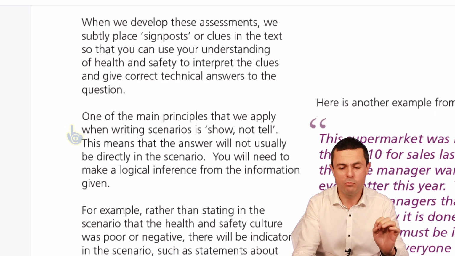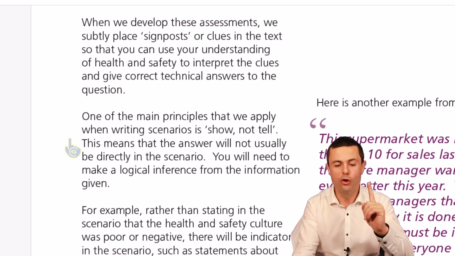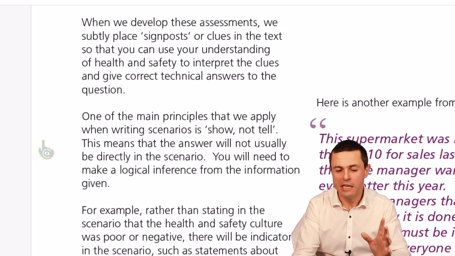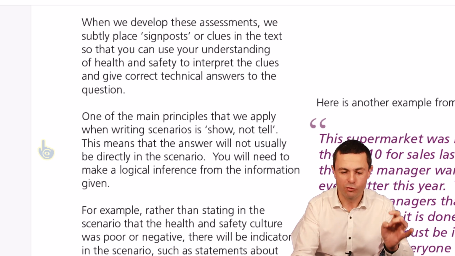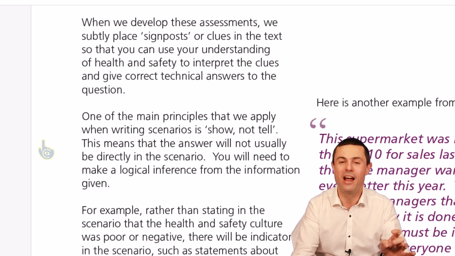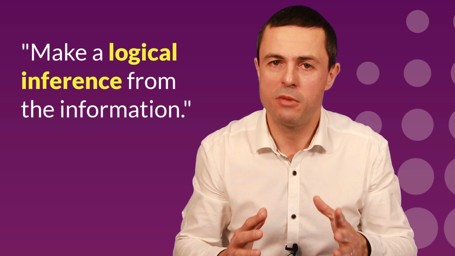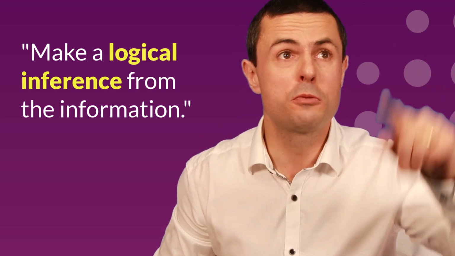Interesting. The next bit goes on to say, one of the main principles that we apply when writing scenarios is show, not tell. This means that the answer will not usually be directly in the scenario. You will need to make a logical inference from the information given. Right, okay. So one of the big mistakes that a lot of students make on these exams is that they think that they can just go through the scenario and just spot answers. Oh, there's an answer, there's an answer, there's an answer.